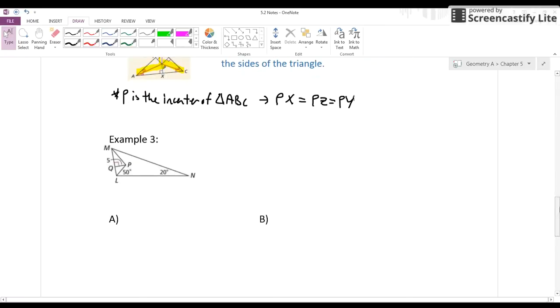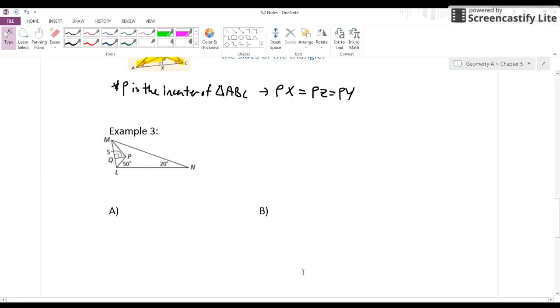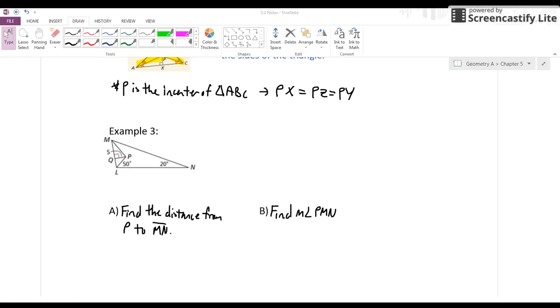Let's look at example 3. We're going to use our point of concurrency here to find some values. So here's what we're going to do. First we're going to talk about the distance from P to MN. If you take a look at the diagram very carefully, you want to think about what we're given.